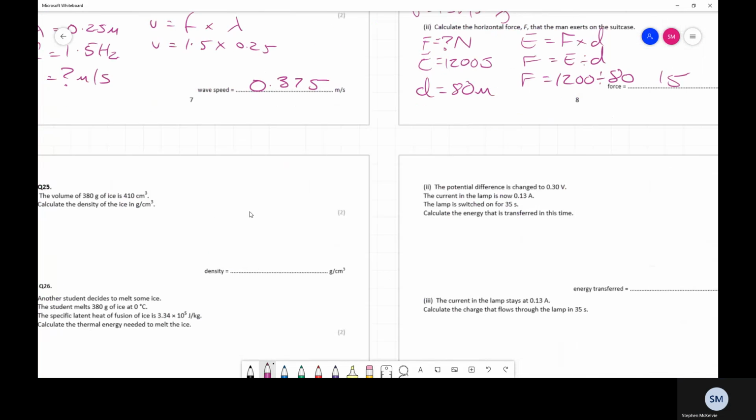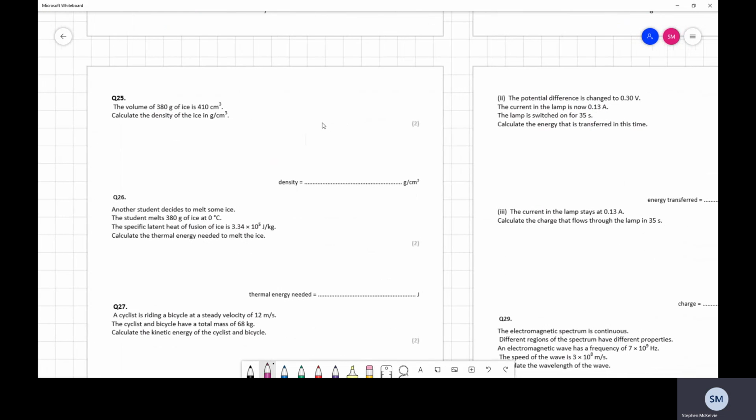Next, the volume of 380 grams of ice, so the mass is equal to 380 grams, and the volume is 410 centimeters cubed. Calculate the density, equals, I don't know how many grams per centimeter cubed.